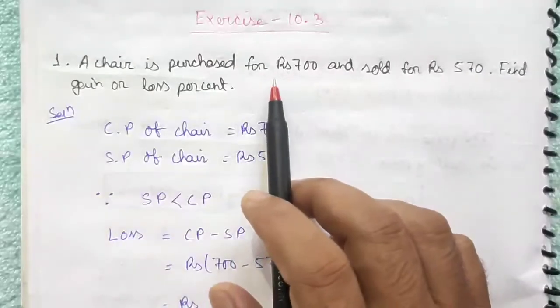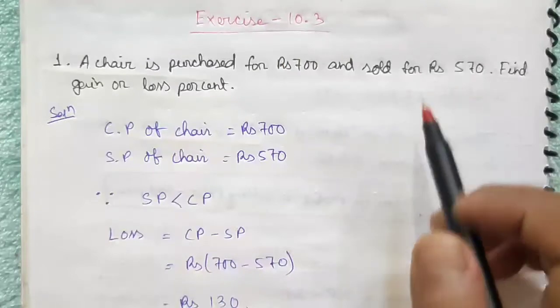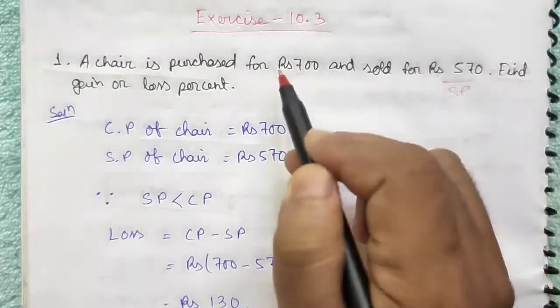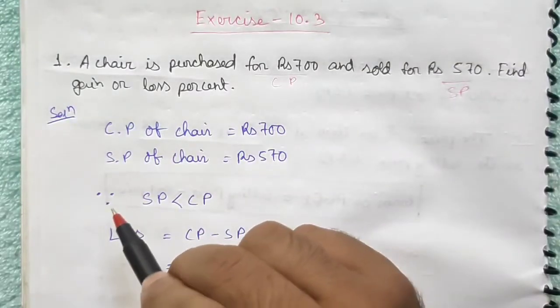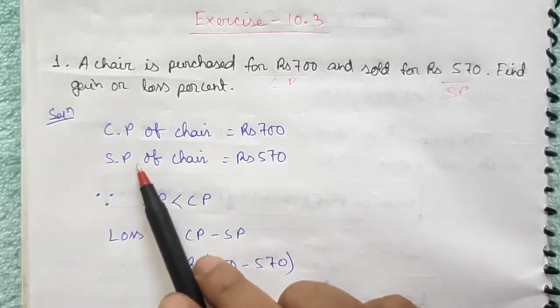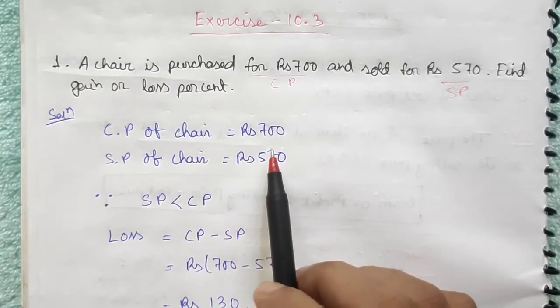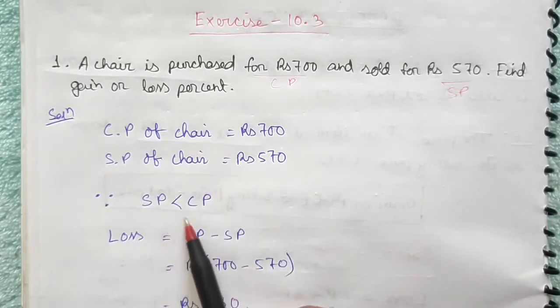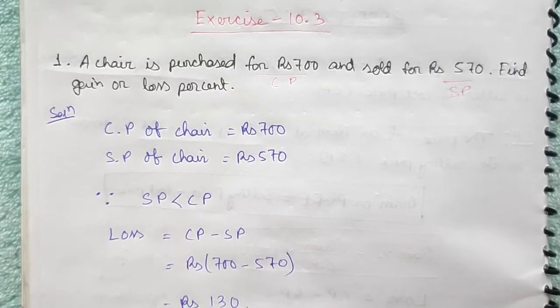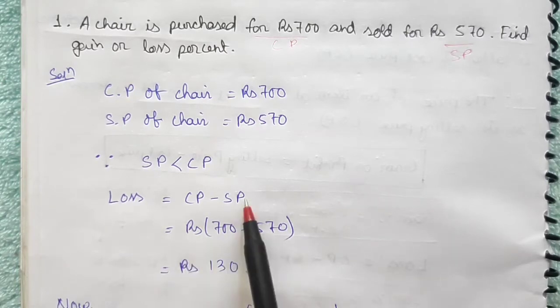Purchased means it is the cost price. Suppose a shopkeeper purchased a chair for rupees 700 and then sold it for 570. This is SP and this is CP. Solution: the cost price of the chair is rupees 700, and the selling price is rupees 570. By looking we can say that CP is greater than SP, so it will definitely be a loss, because the shopkeeper bought something with a large amount and sold it with a small amount.